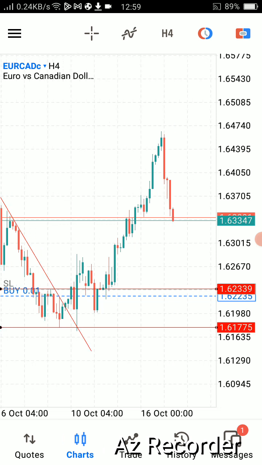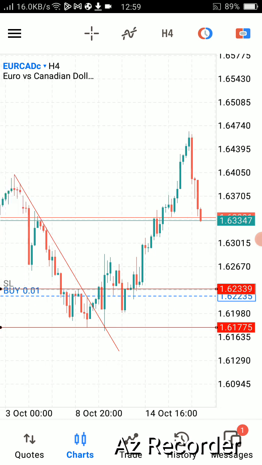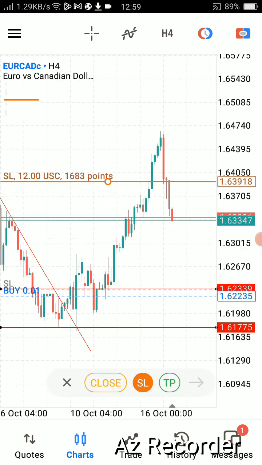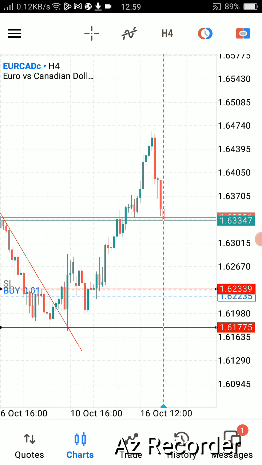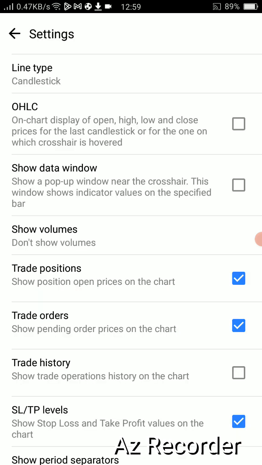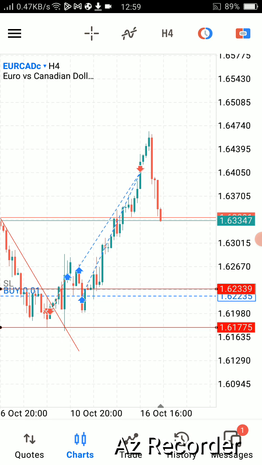And as you can see now, the market went up and up and up and up. After reaching this region here, I took most of my profit. Let me show you here. As you can see here, I took most of my trades. I can show here in the history.